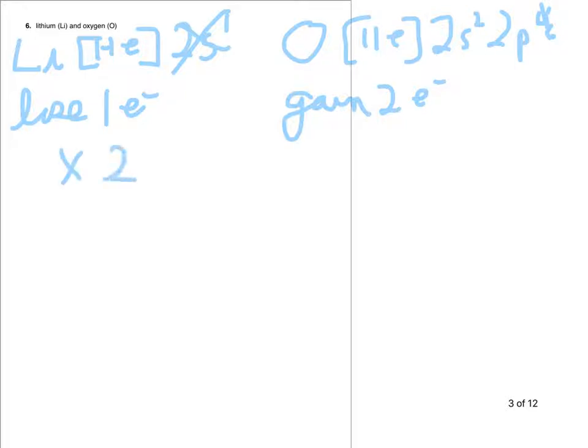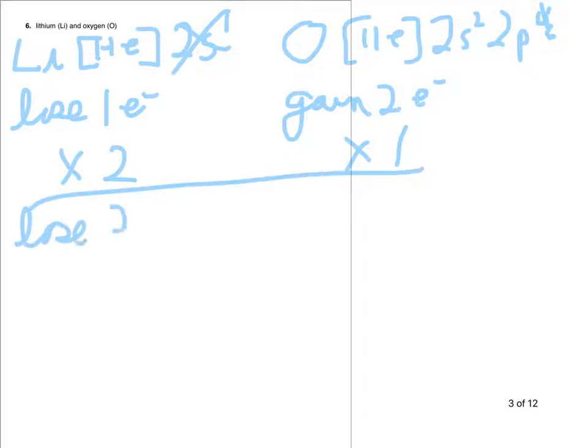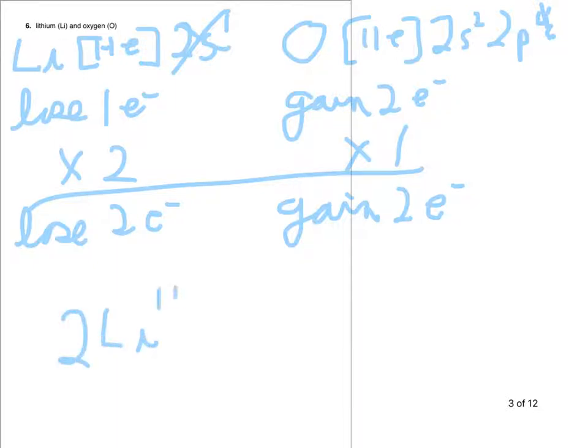So to balance them out, we're going to times 2, times 1, which results in a loss of 2 electrons, balancing out the gain of 2 electrons over here. So this is going to have 2 lithium ions with a 1 plus charge for every 1 oxygen with a 2 minus charge, oxide ion.